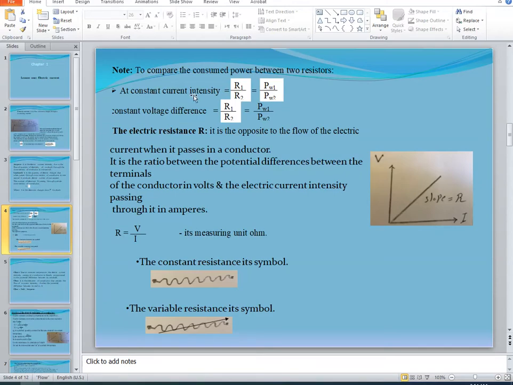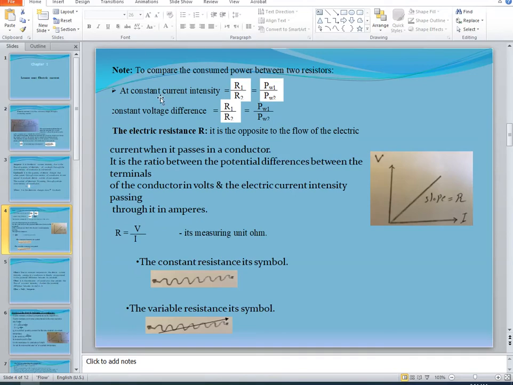If I is constant, PW1 equals I power 2 R1, sorry, and PW2 equals I power 2 R2. So I power 2 in the numerator equals I power 2 in the denominator, so we can cancel these two I's. So R2 over R1 remains. Then PW1 over PW2 will equal R2 over R1 if the current intensity is constant.